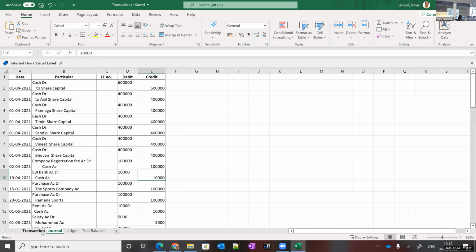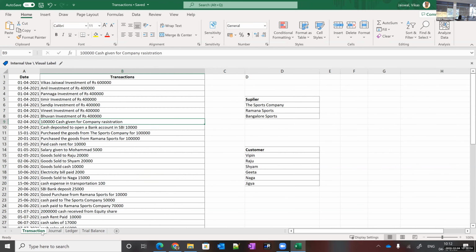Look at this, ninth row. We have to write preliminary expense account debit to bank account. How much is the expense for registration? Come back to the journal, transaction. Next one, what is that?